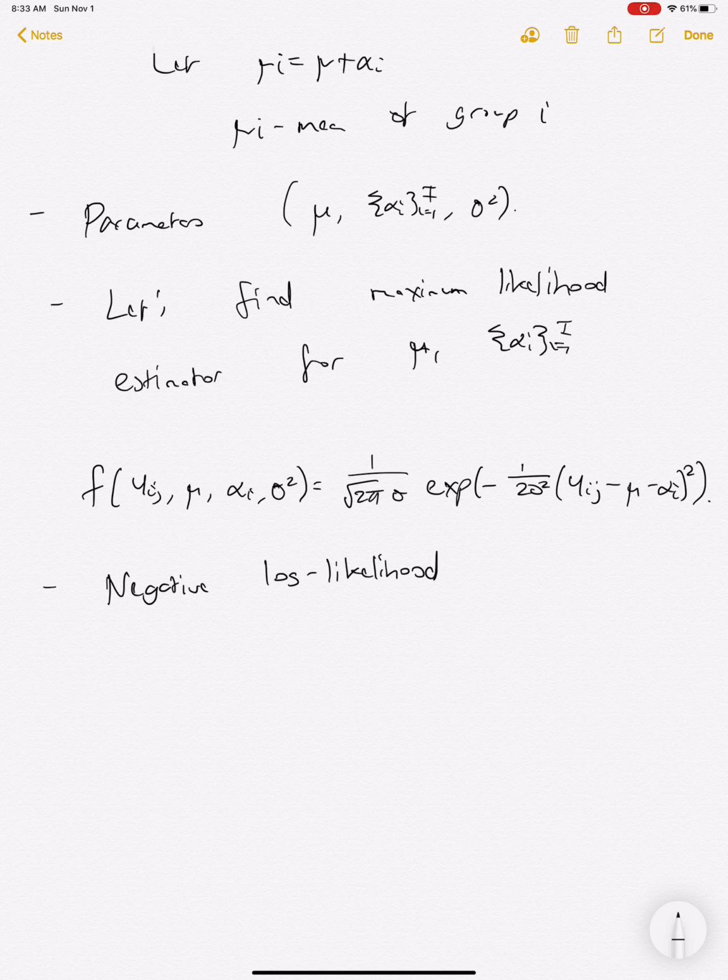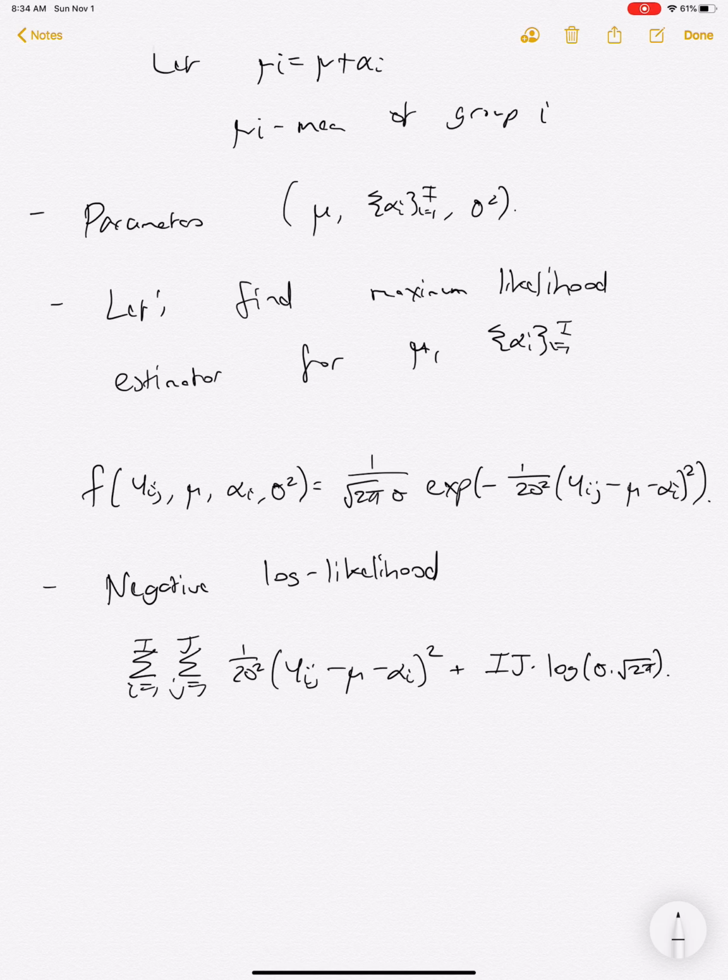The negative log likelihood, so when we take the likelihoods by multiplying everything out and then take logs, is just going to be 1 over 2 sigma squared, okay, and then plus ij times, and we're going to get log of sigma times square root of 2 pi. Okay.